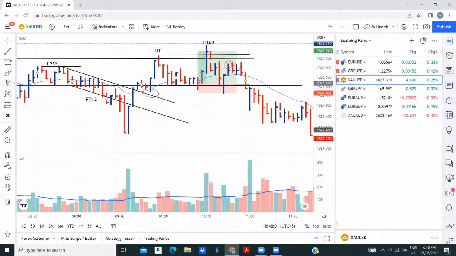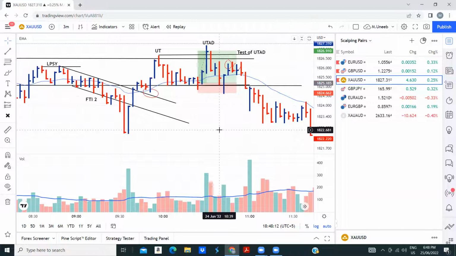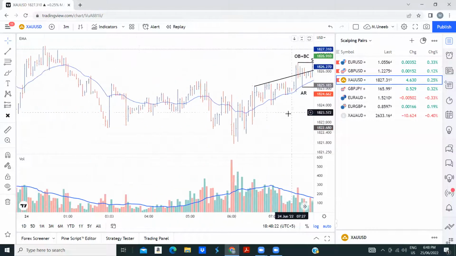And here, what do you notice at this point? This point, this point, this is what? Test of UTAD. Right? Now, do you understand what I mean by reference points? Yes. Okay. Understood. All right.